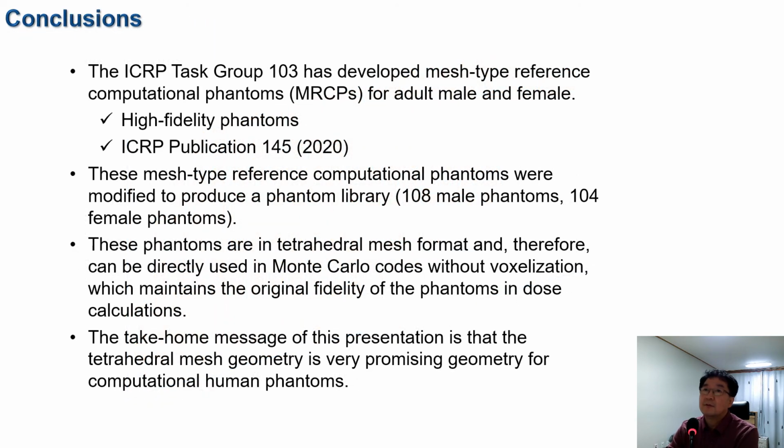So here are the conclusions. The ICRP Task Group 103 has developed mesh-type reference computational phantoms for adult male and female, and the related report was published as ICRP Publication 145. These mesh-type reference computational phantoms were modified to produce a phantom library. These phantoms are in tetrahedral mesh format and therefore can be directly used in Monte Carlo code without voxelization, which maintains the original fidelity of the phantoms even in those calculations.